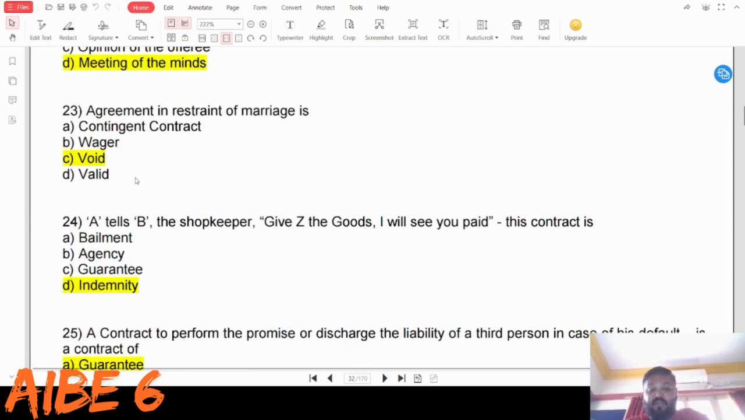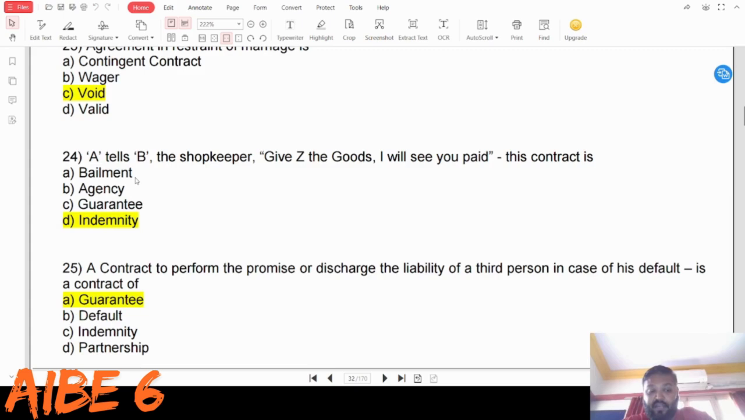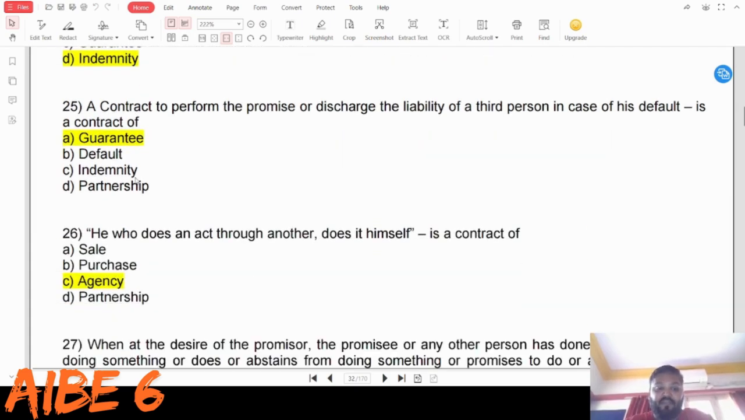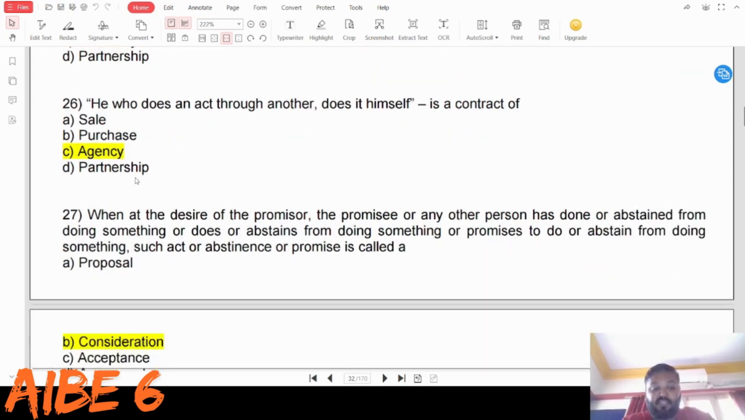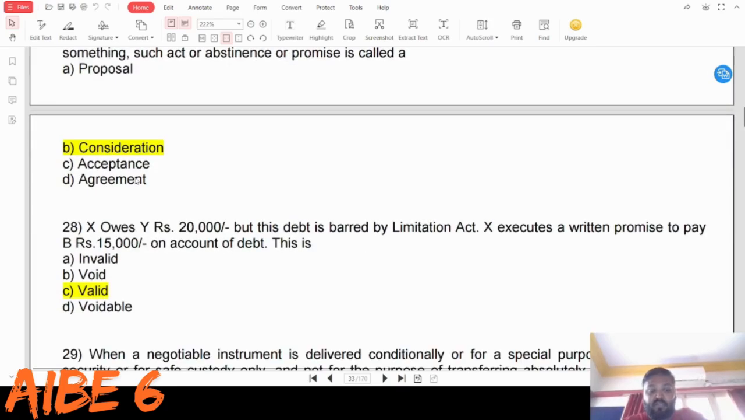A tells B, a shopkeeper, give Z the goods, I'll pay you, I'll see you paid. Contract is indemnity. A contract to perform the promise or discharge the liability of a third person in case of his default is a contract of guarantee. He who does an act through another does it himself is a contract of agency. When at the desire of the promisor, the promisee or any other person has done or abstained from doing something, or promises to do or abstain from doing something, such act or abstinence or promise is called consideration.